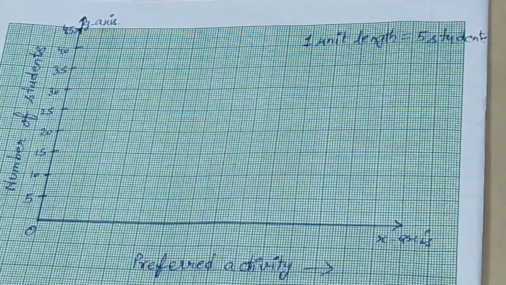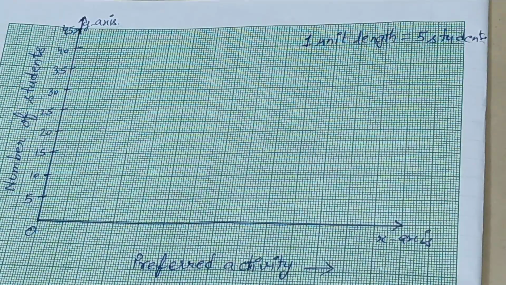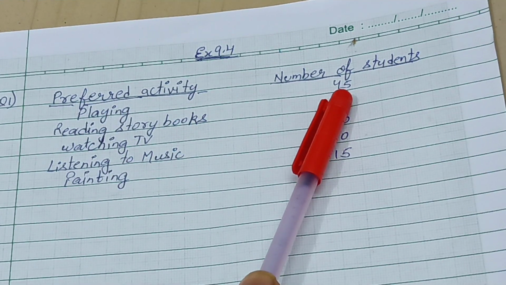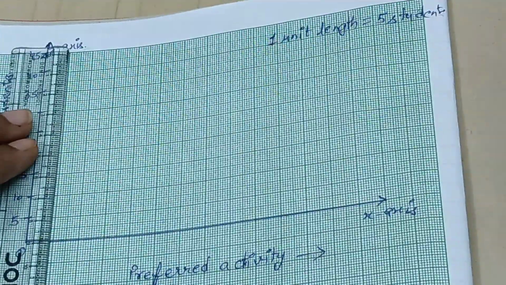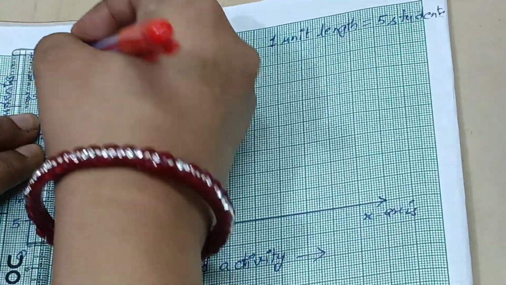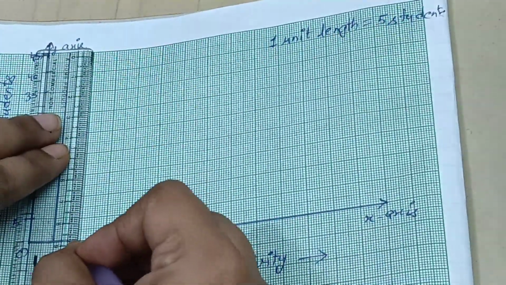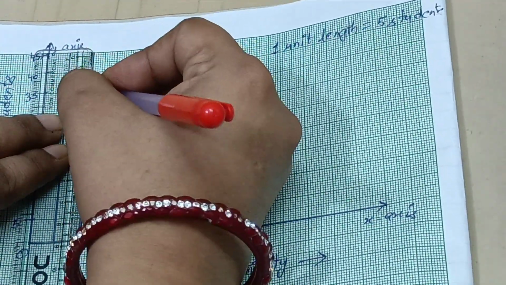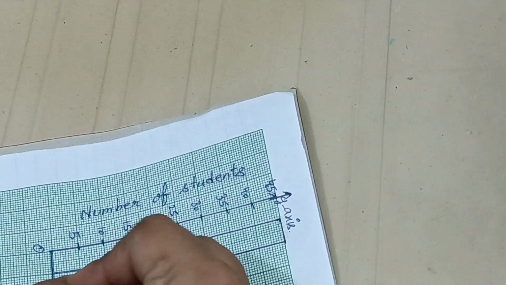Now our next job is to look at the table and find out what is the first data given. So we can see here for playing 45 students are there. So in the graph, the first bar is going to be drawn till 45. So I will be drawing this bar on the dark green line and the width of the bar which I am taking is equal to 1 unit length. This is the bar for play.